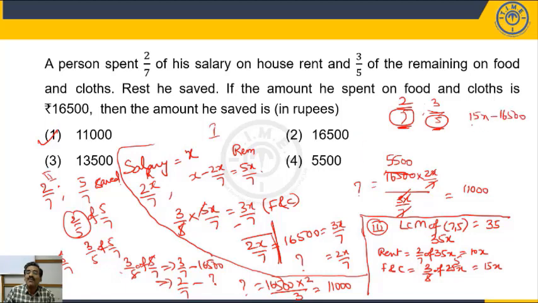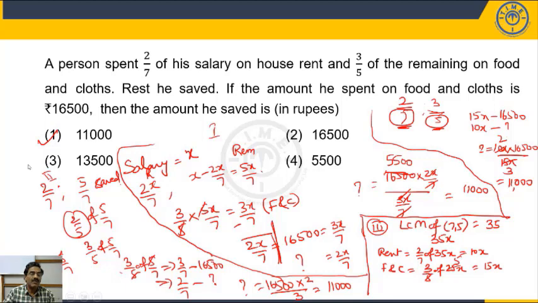16,500, what we want is 10x will be how much? Because his savings will become, out of 25x, 15x is spent. So 10x is left out. So what we can say, it's 10x into 16,500 by 15x. 5 3s, 5 2s. 3 will go 5,500. 5,500 into 2, 11,000. So any one of these approaches we can think about for answering the question.